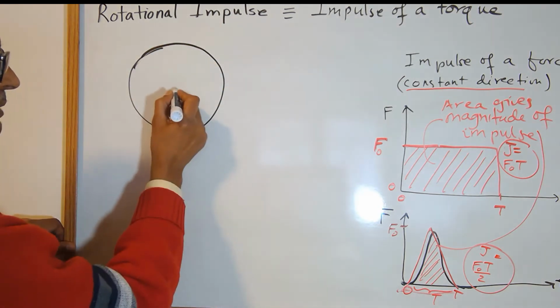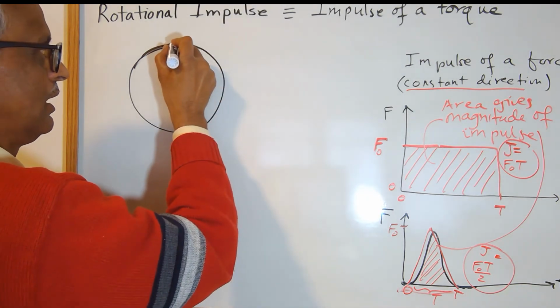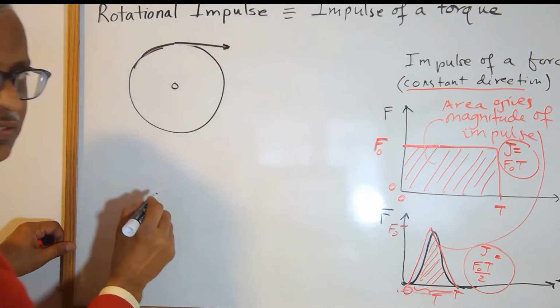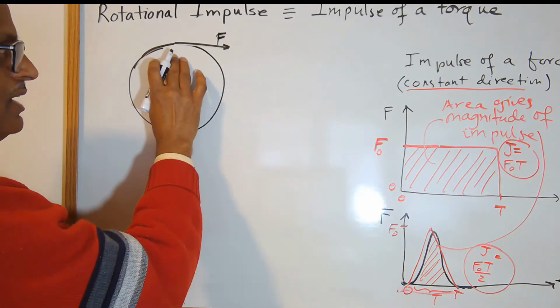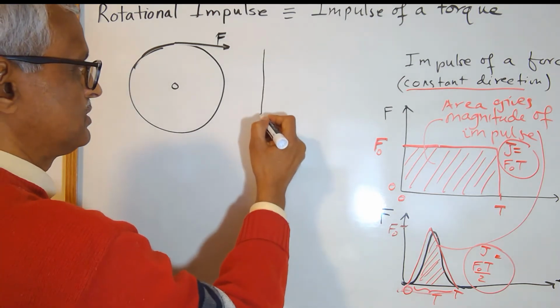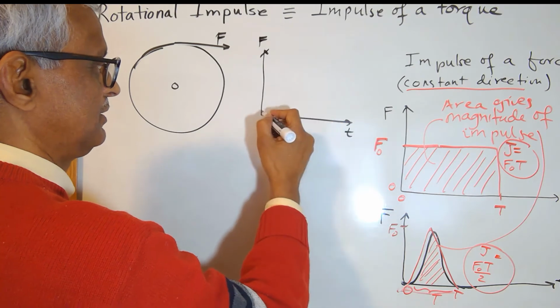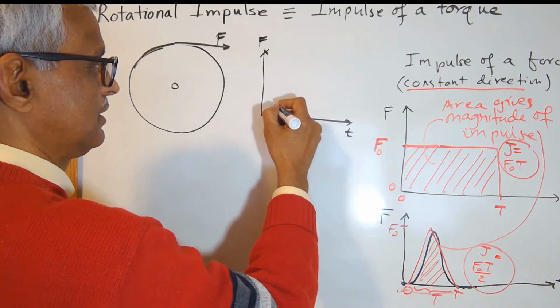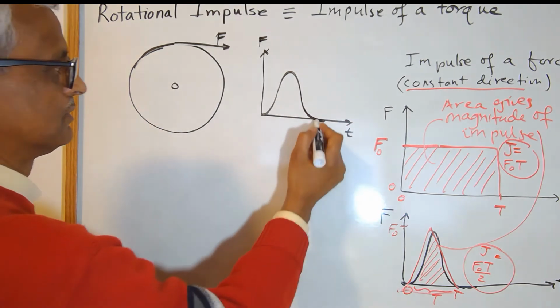I have something I'm trying to rotate, and I put a force on it that comes in contact and leaves. So if I look at the force duration, it kind of comes in here, and it's like that.